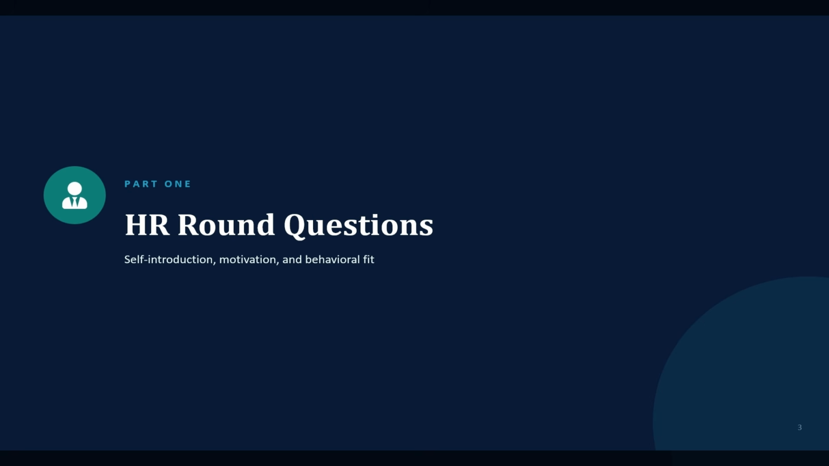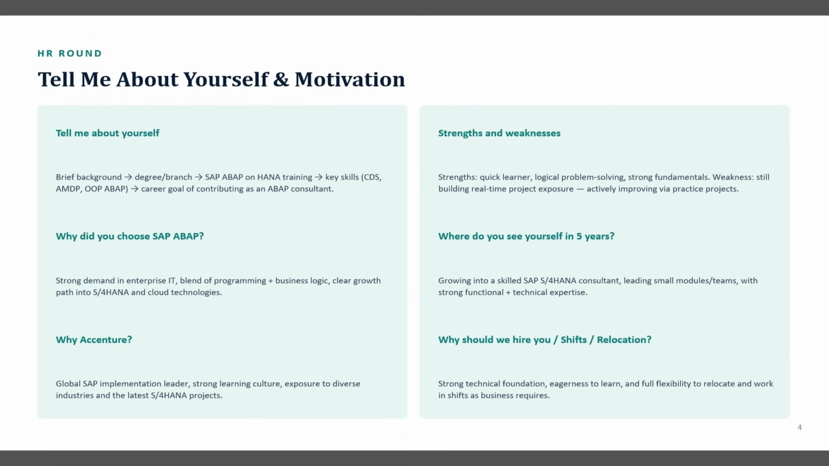Section 2, HR round. Let's start with the HR round, because before they test your technical knowledge, they want to know who you are. The first question is almost always, tell me about yourself. Keep this structured. Start with your educational background, then mention your SAP ABAP on HANA training, highlight your key skills like CDS views, AMDP, and OOP ABAP, and close with your career goal of becoming a strong ABAP consultant.